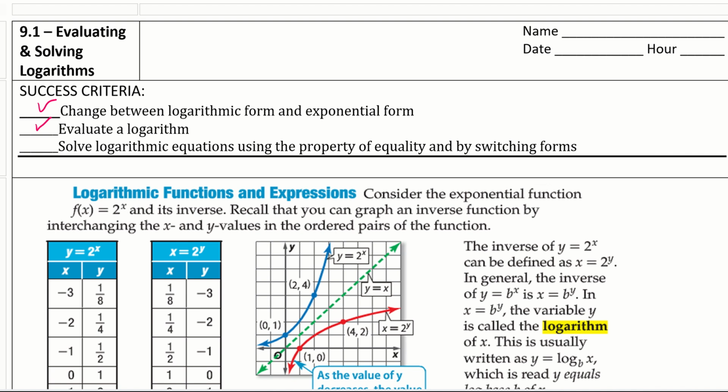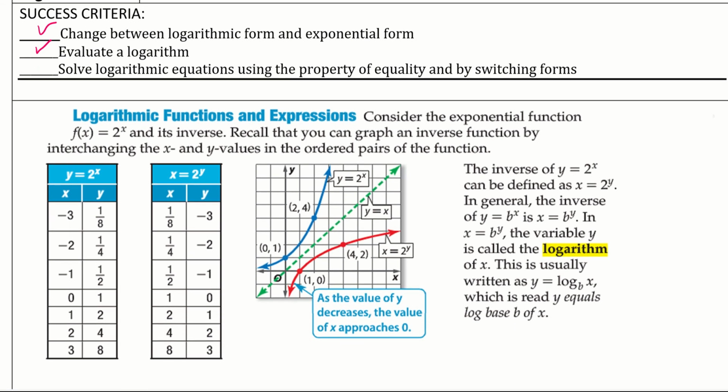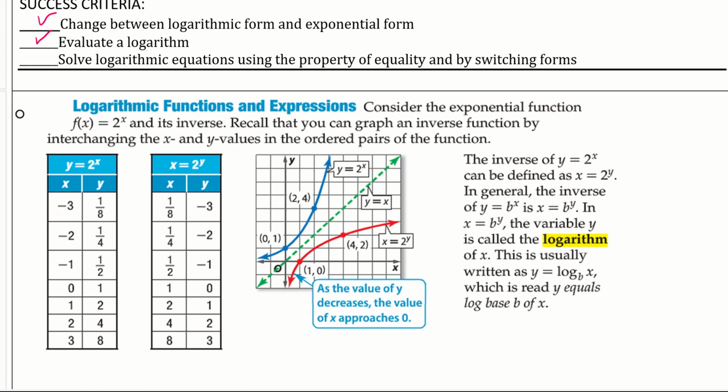It says logarithmic functions and expressions. They do show you this graph, which can be a little bit confusing. It just says consider the exponential function f of x equals 2 to the x power. That's an exponential function. We know that's a growth function. It will grow as it goes up from left to right. So that would be that blue function and its inverse.